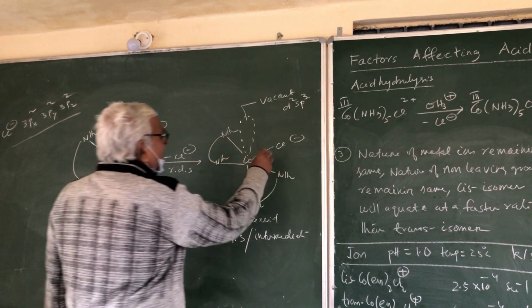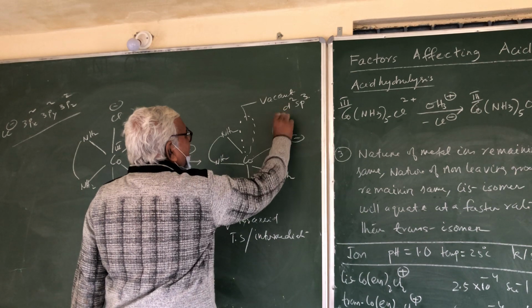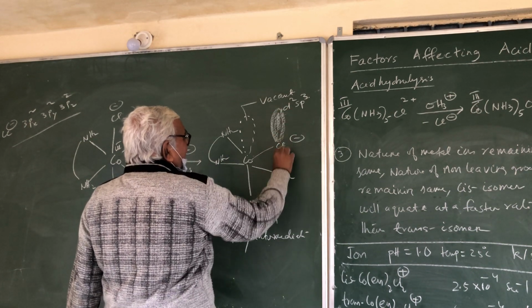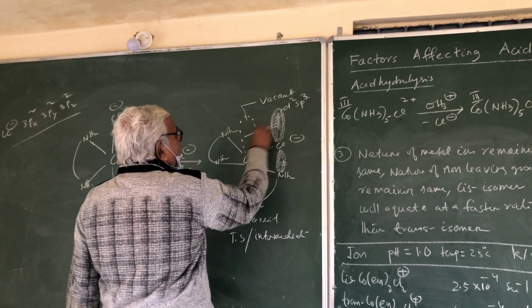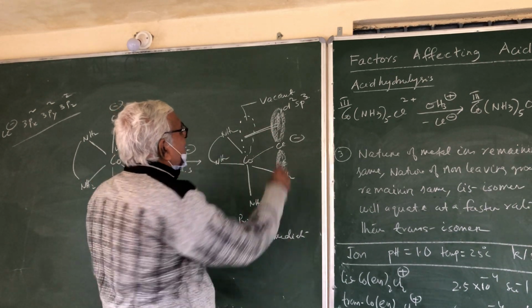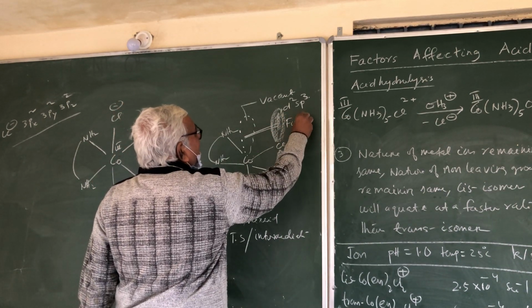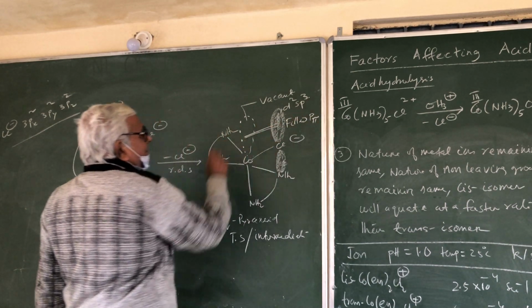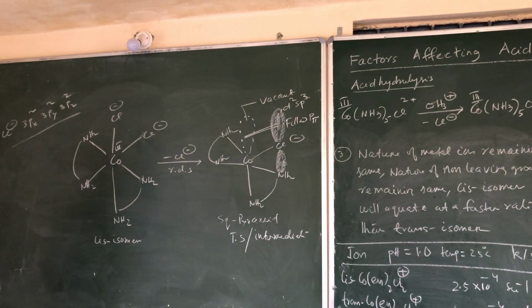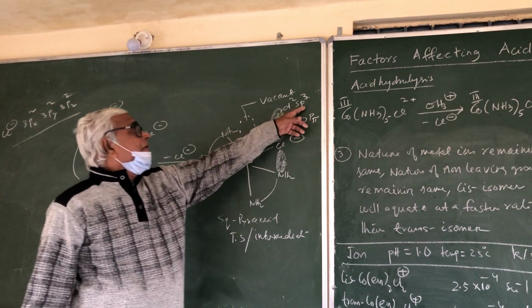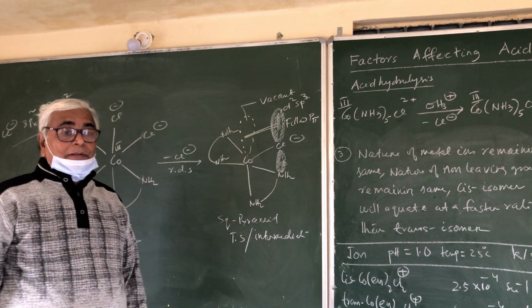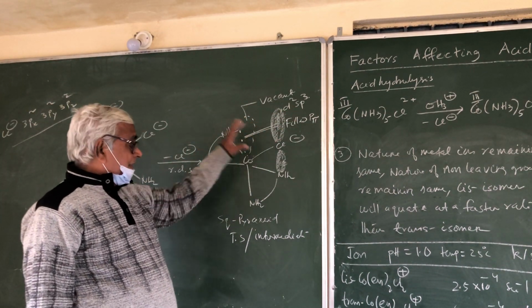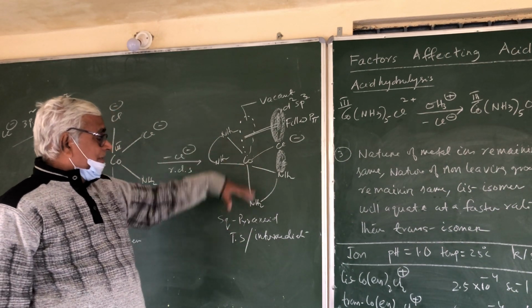So this chloride has a filled 3p orbital. It can form a pi bond. The filled p pi orbital can form a pi bond with the vacant d2sp3 orbital of the metal atom. So therefore this intermediate transition state will be stabilized.